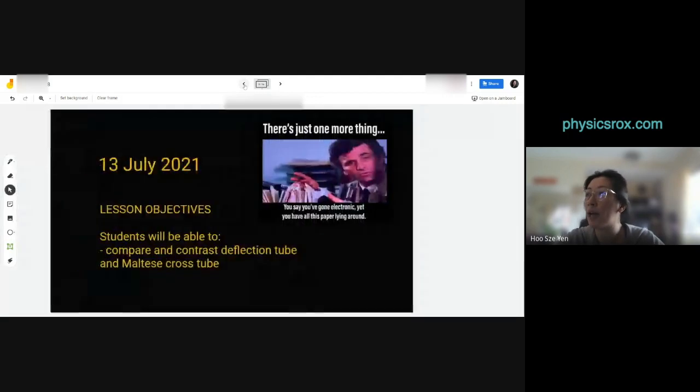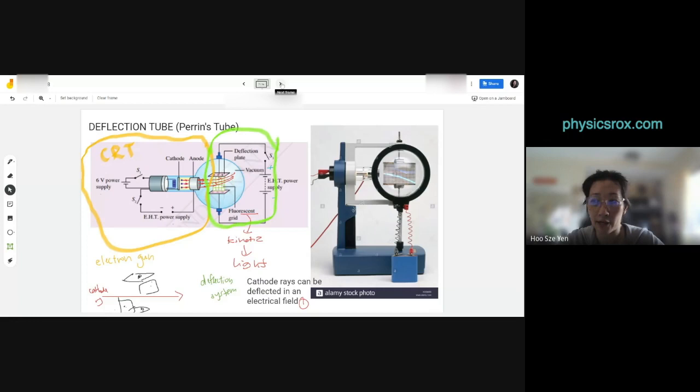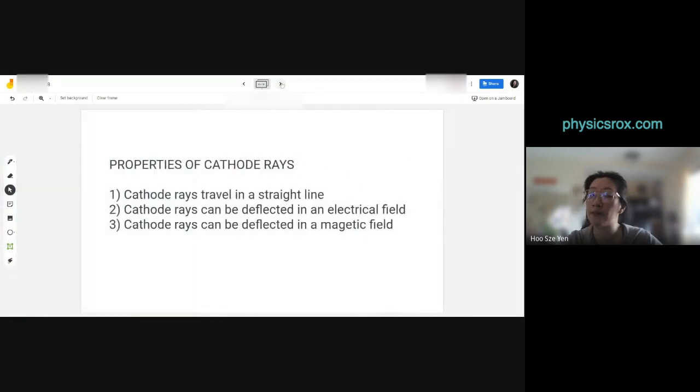So we have already learned about cathode ray tubes. Roughly, it's made up of the two power supplies, the filament, the cathode, anode, and all that. And then the deflection tube, as well as the Maltese cross tube, are modified CRTs. That means they are actually CRT technology. We add on stuff. And these two tubes are used only in the laboratory. The purpose of these two tubes is for what? To help us find these properties of cathode rays. So these are some of the properties of cathode rays, and they're important to know.